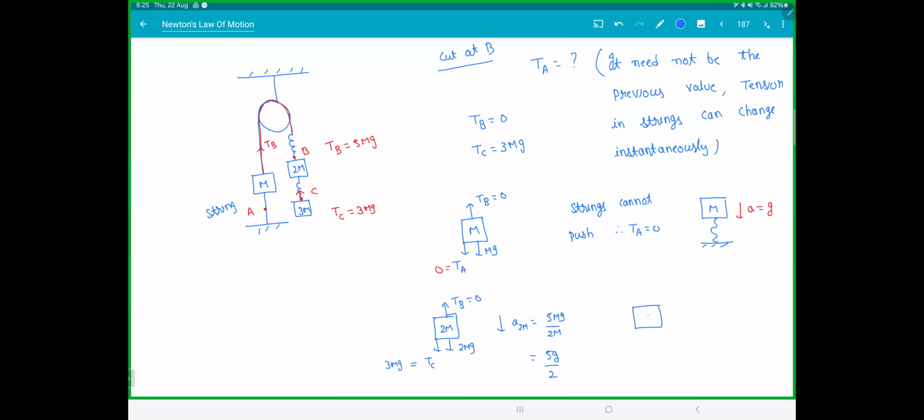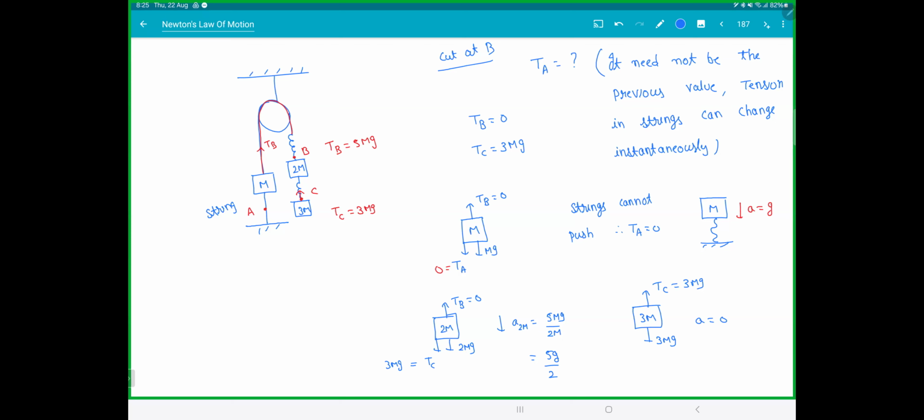Whereas for 3m, tension TC is still 3mg. Your weight is also 3mg. So this will remain at rest. Got it? So m will fall with g down, 2m will fall with 5g by 2, 3m will remain at rest. Is this making sense, everyone?